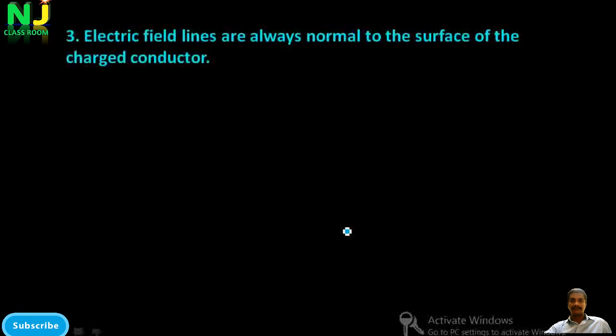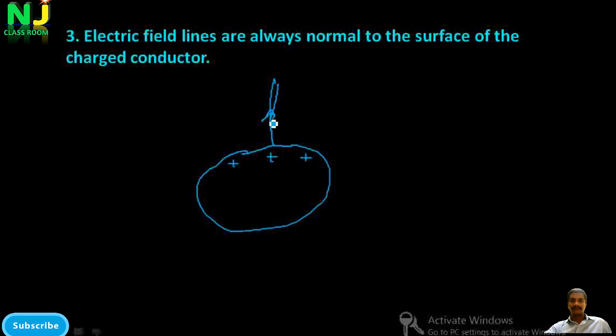What is the third property? Electric field lines are always normal to the surface of the conductor. For example, if you consider a charged conductor like that, this is a positively charged conductor. Remember, the electric field lines are always normal. Normal means perpendicular. For example, this is the direction. You have to see the direction of the electric field lines. It is always away from the positive charge, but always perpendicular to the surface of the conductor.